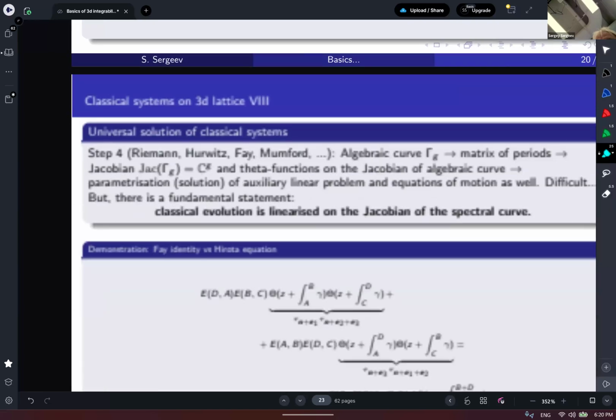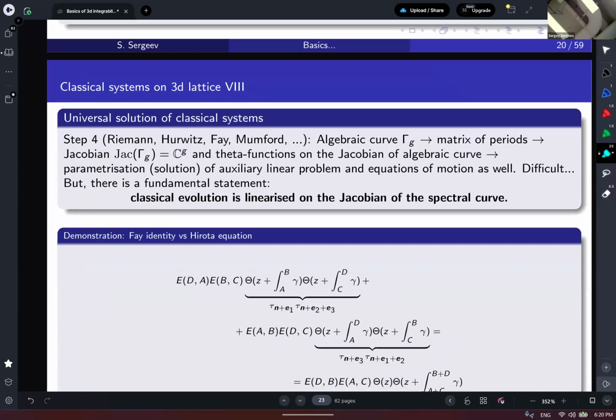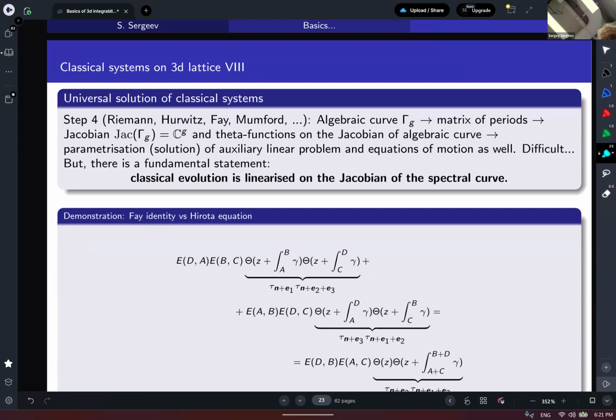Well, then, next step. Since we have an algebraic curve, we can switch on the whole machinery of algebraic geometry. It's a very lengthy story. Here I simply mention a few heroes: Riemann, Hurwitz, Fay, Mumford, and so on.